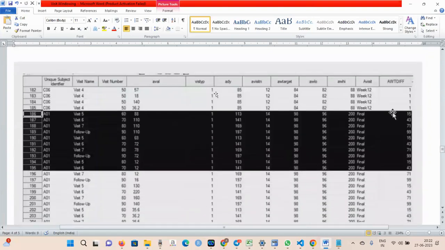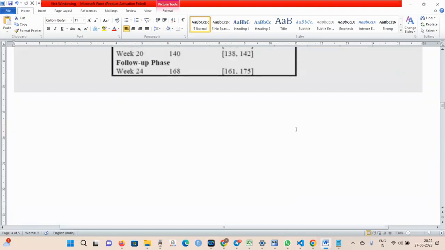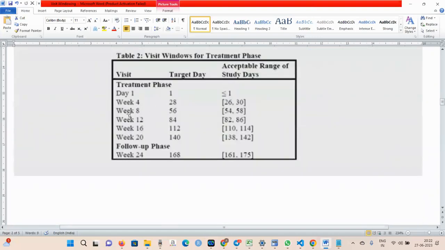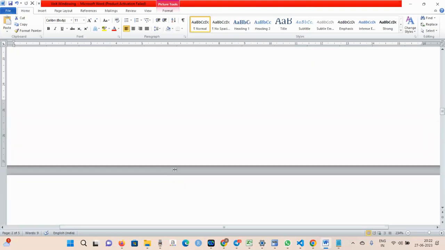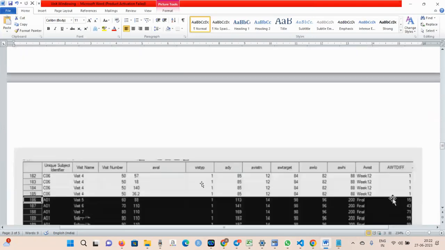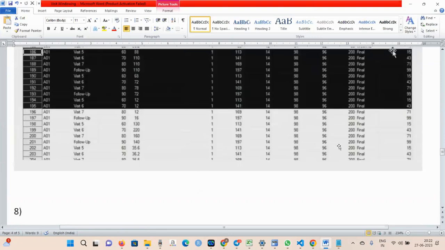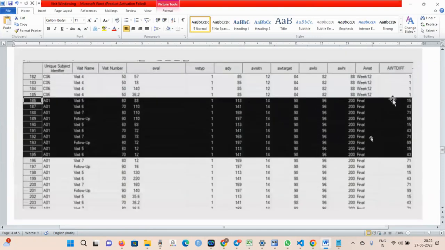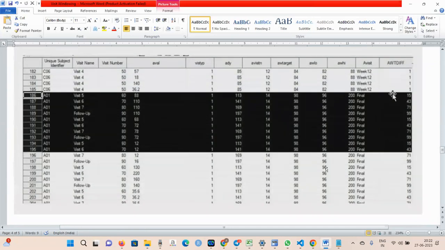So once you calculate, you get your AW target here, and based on the target, based on this range, we have to alert if your AW target comes in this range, so you have to alert visit 1, week 4, week 8, whatever it is. This is an extra topic, not related to the vital signs. I'm just explaining it as an extra topic to give you some idea. I'll send you this one so that you can have a check. They have given week 12, week final, which is the last one, so based on that criteria they have defined.